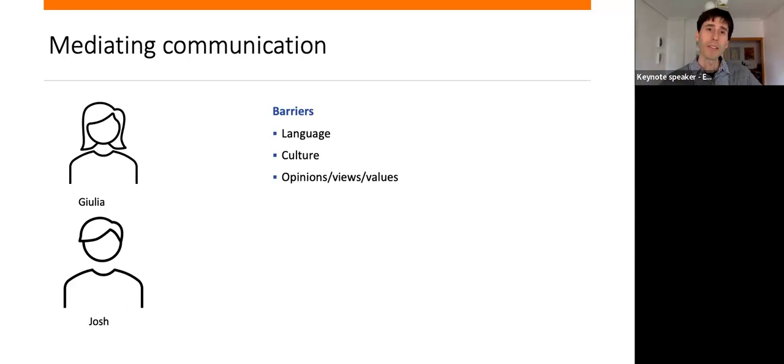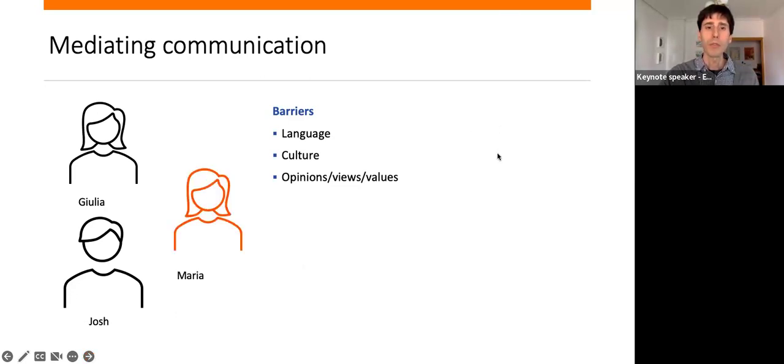So basically, you guys have already come up with these. In the CEFR, the Common European Framework of Reference, they talk about three common reasons why people have trouble understanding each other. It could have to do with language, culture, or opinions, views, or values. Sometimes people are just coming from different places and they're having a hard time meeting in the middle or seeing things in the same way. So I'm going to introduce a new person to this situation. We'll call her Maria. And Maria's going to be acting as a mediator. She's going to be helping Julia and Josh communicate better.